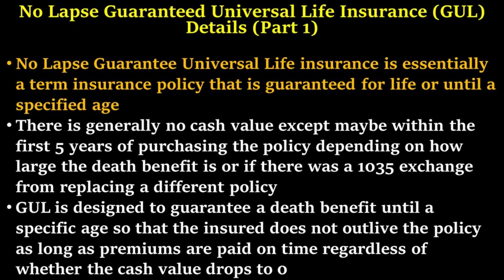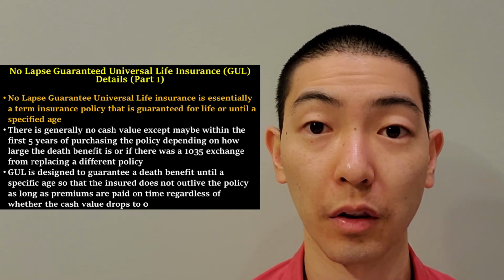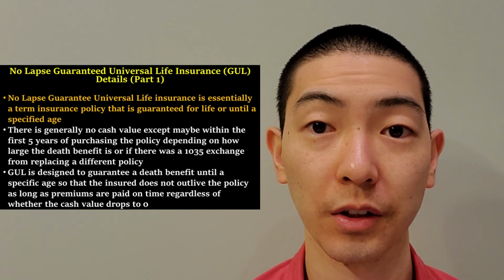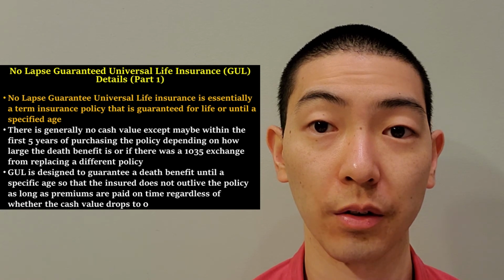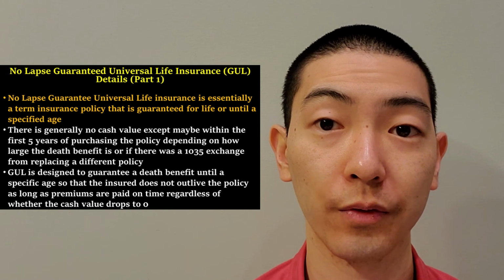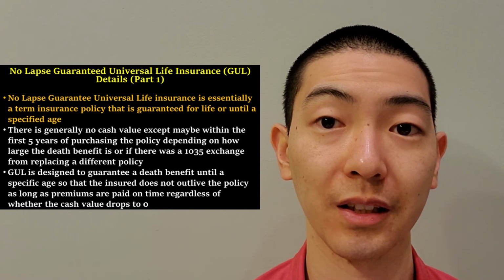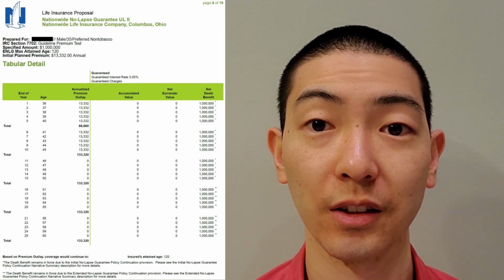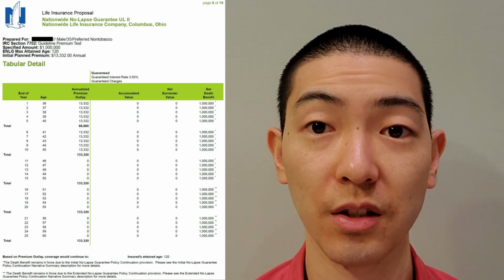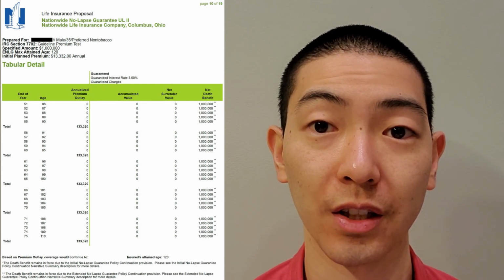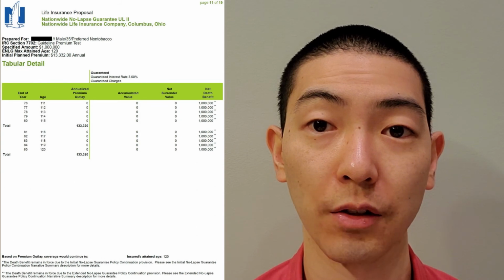No Lapse Guarantee Universal Life Insurance is essentially a term insurance policy that is guaranteed for life or until a specified age. There is generally no cash value except maybe within the first 5 years or so of purchasing the policy, depending on how large the death benefit is or if there was a 1035 exchange from replacing a different policy. There really are no bells and whistles with this type of policy. It guarantees a death benefit until a specific age so that the insured does not outlive the policy as long as premiums are paid on time, regardless of whether the cash value drops to zero.